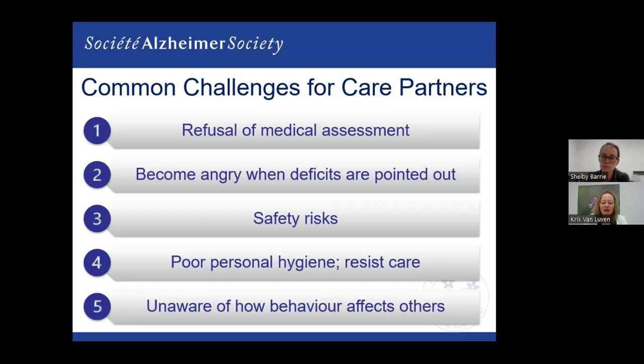So because of that lack of awareness or insight, the person with dementia might not recognize when they say something or do something that's hurtful or not socially acceptable. They may hurt our feelings and have really no concept that they've done that.